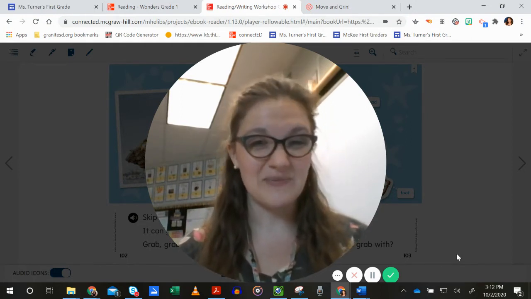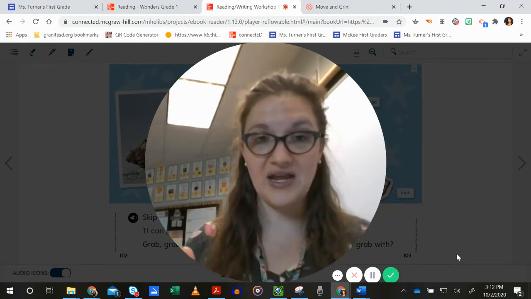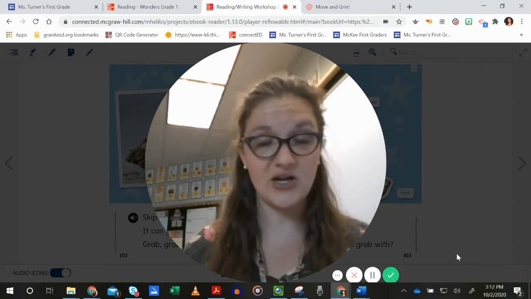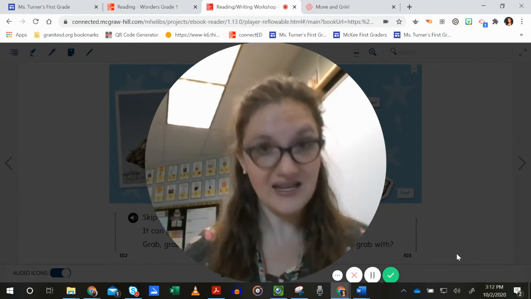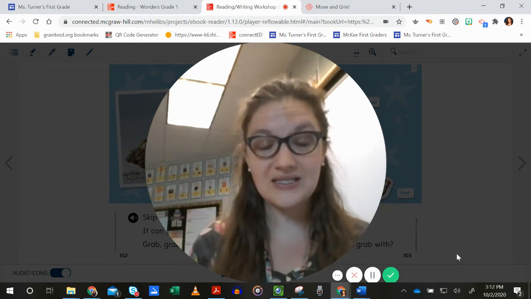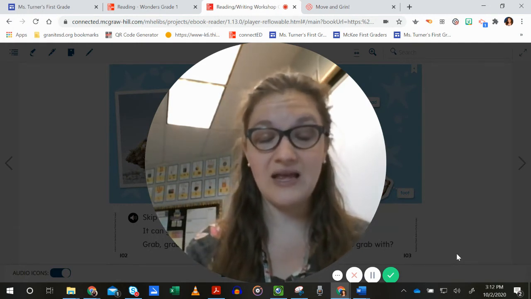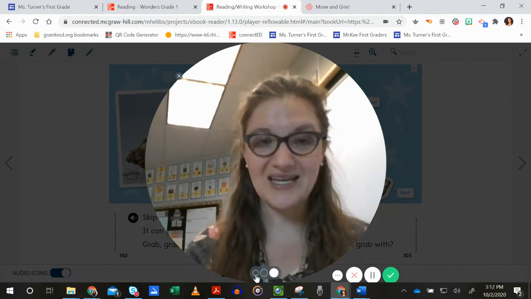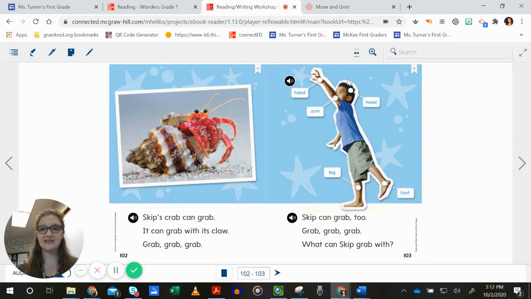The example I gave to begin with was running. When we run, we don't just automatically start running. Our body has to be told to do certain things at different points in our body. So we're going to look at the image we had of Skip at the end of this story, and we are going to tell about the different steps Skip has to take in order to be able to grab, as the book says.